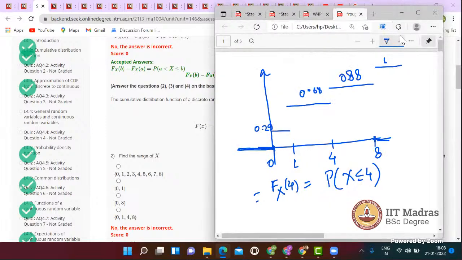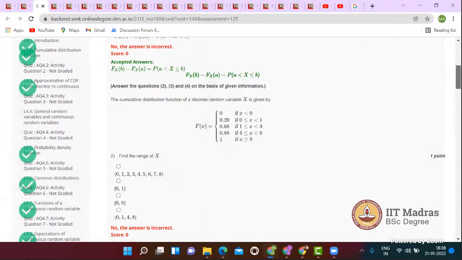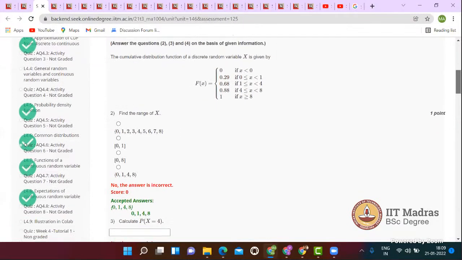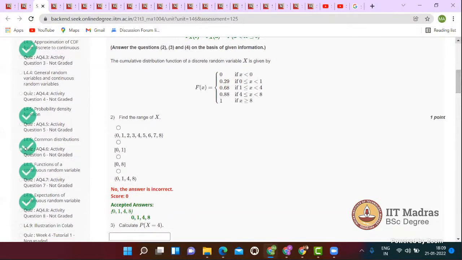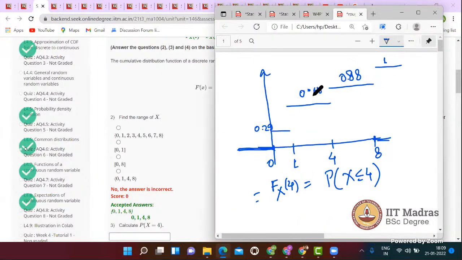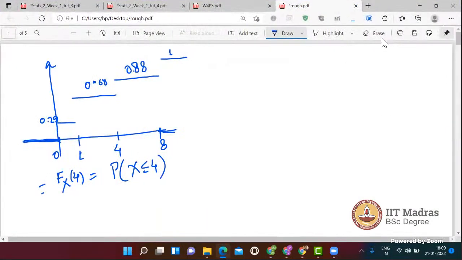Sir, in this question, in the lectures, when it comes to integers, it was shown that the probability of integers was 0. I don't understand that part. Your voice was not clear, can you repeat that? Sir, in the lectures it was mentioned that the probability of integers was 0. I don't understand why.